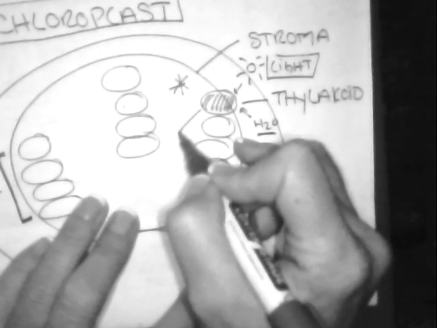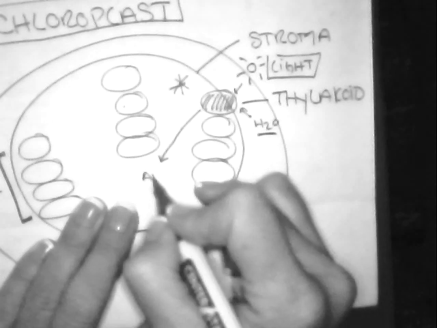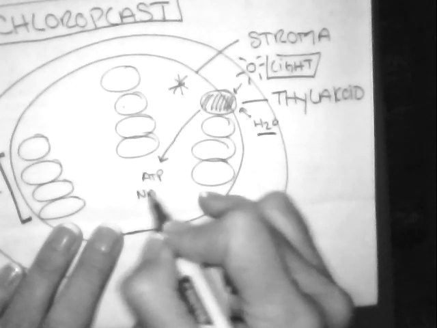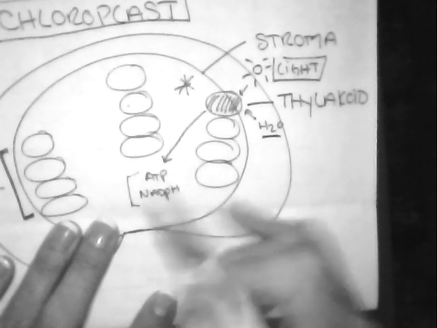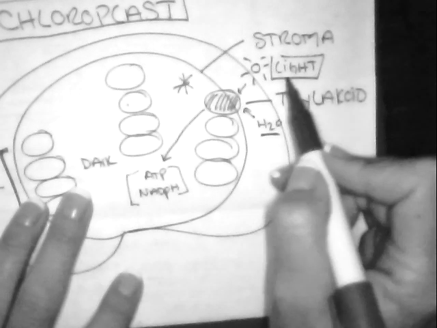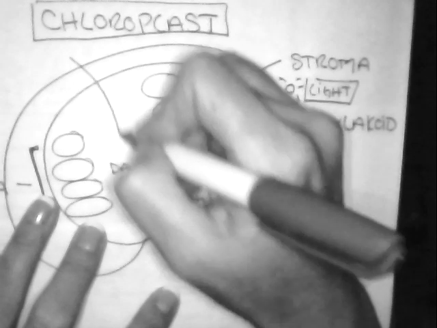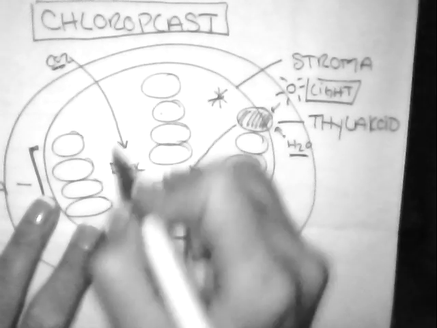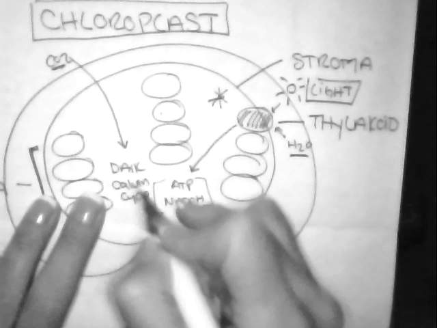They're going to pump out into the stroma area some ATP and then NADPH. Now, this in turn is known as the dark reaction because we don't need sunlight anymore. What we're going to do in this case is bring in some CO2 from the outside, and we're going to go through a process that's known as the Calvin cycle.